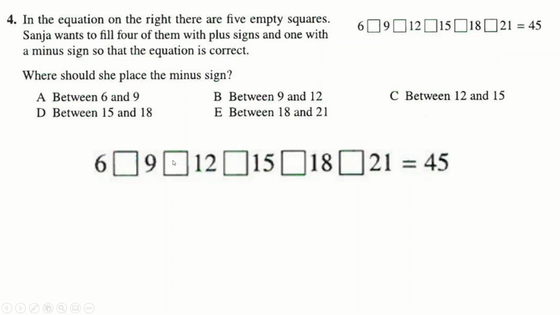Question 4. Just trial and error this. You're supposed to put 4 plus signs and a negative in here to make this work. Just try it out. 15, 27, 42. This ends up not working. I can't be bothered to actually do it, but it ends up not working.